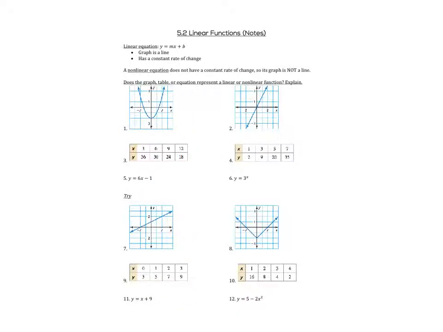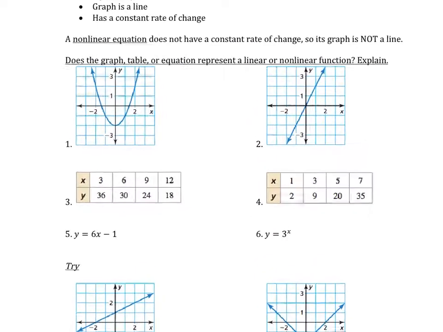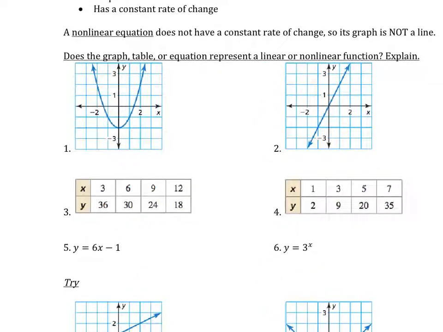All right, so the last lesson talked about different functions. Now we're going to look at linear functions, okay? A linear function is something that would have a constant rate of change. Graphically, it's pretty easy to tell if it's linear or not. If it's a straight line, it is.